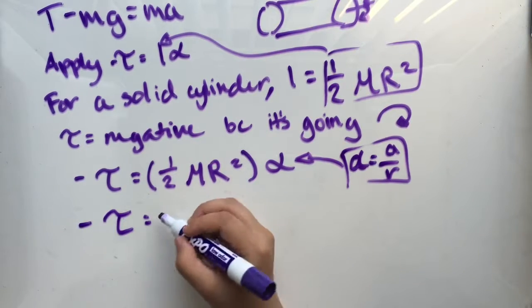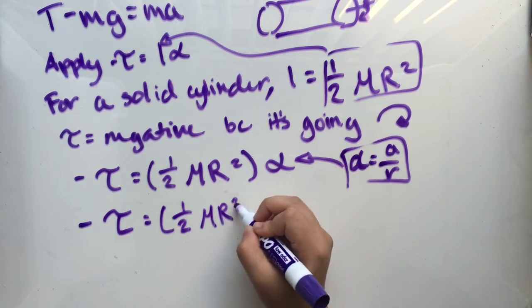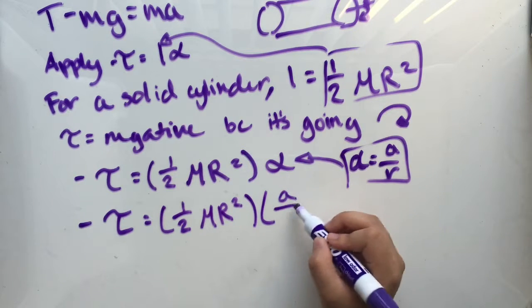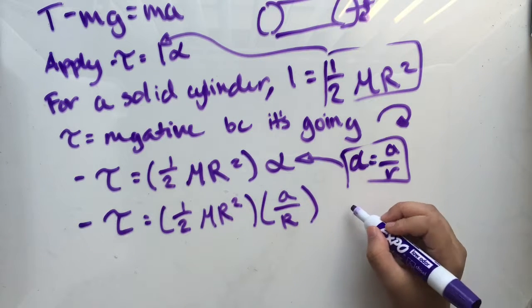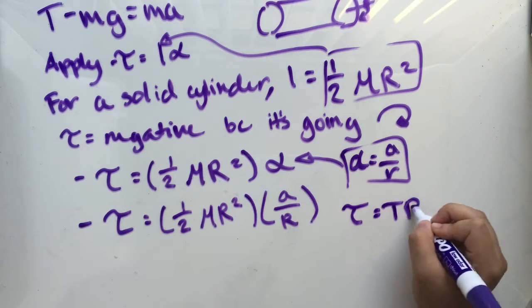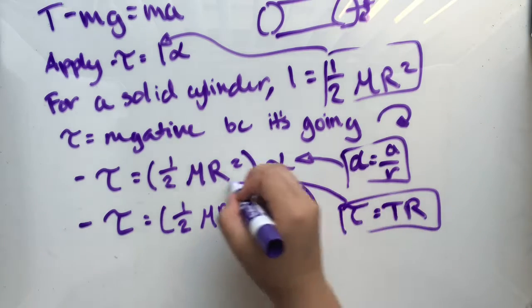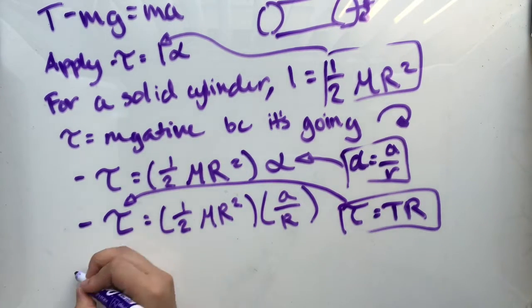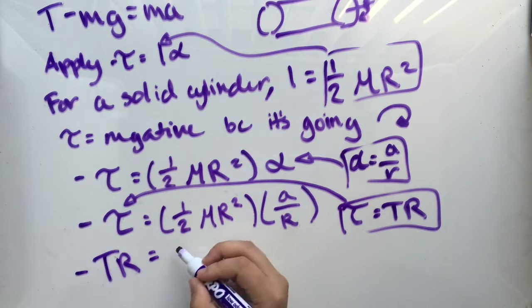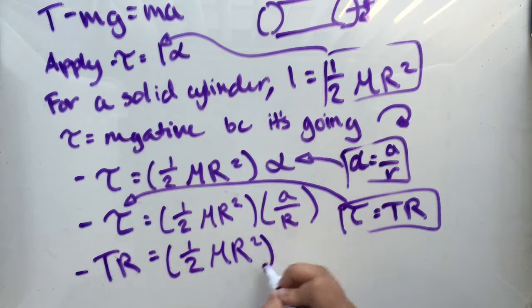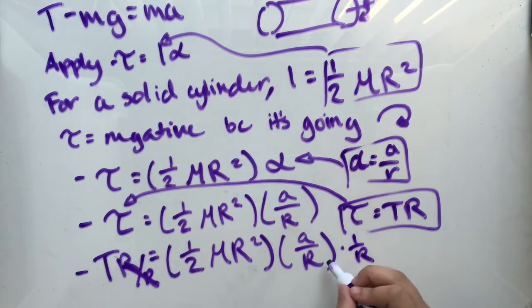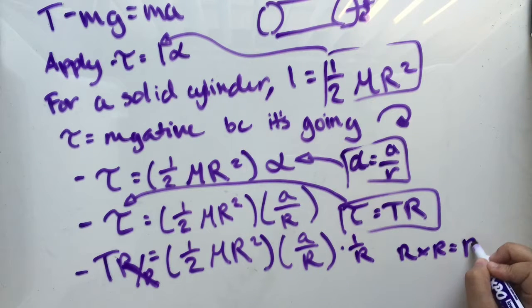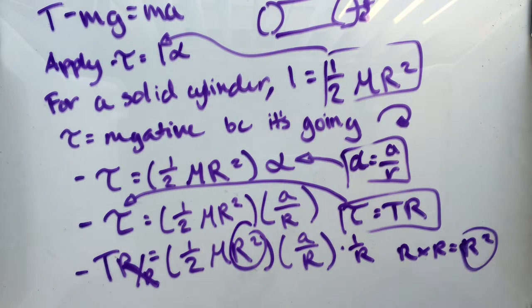Now we can rewrite it as negative torque equals half times mass of the cylinder times radius squared times acceleration over radius. Now, the other thing that we also know is that torque equals tension times radius, and then we could plug that in. And then we'll rewrite it as negative tension times radius equals half the mass of the cylinder times radius squared times angular acceleration. Now we simplify by dividing radius on both sides to cancel it out.